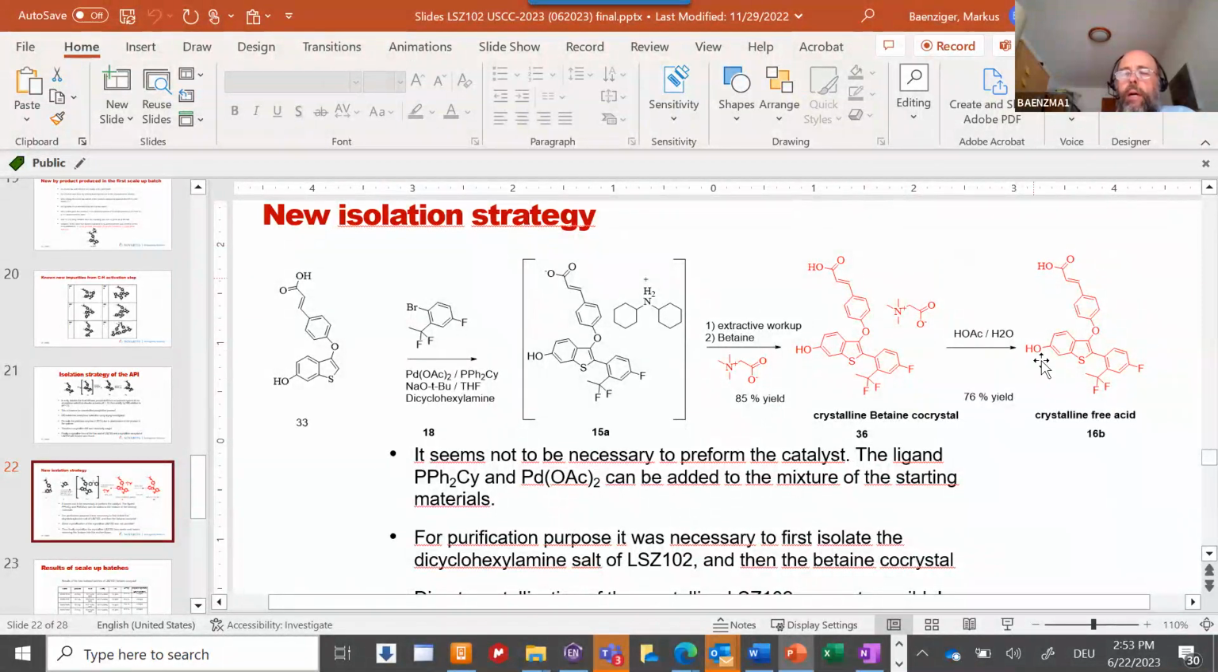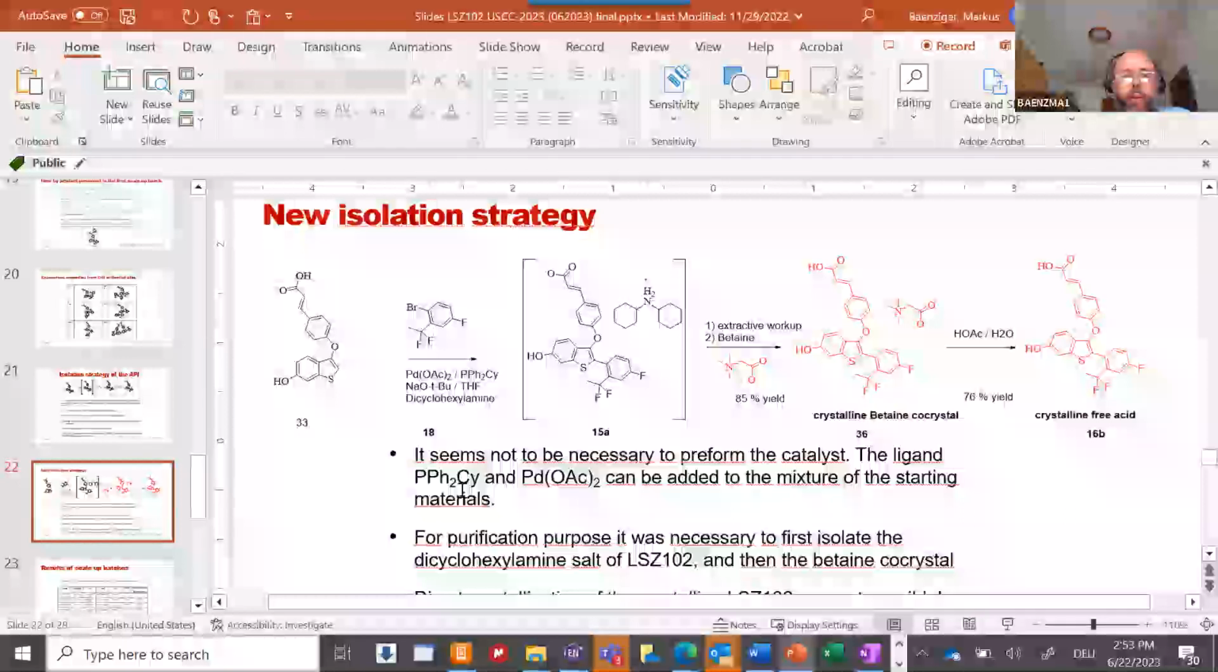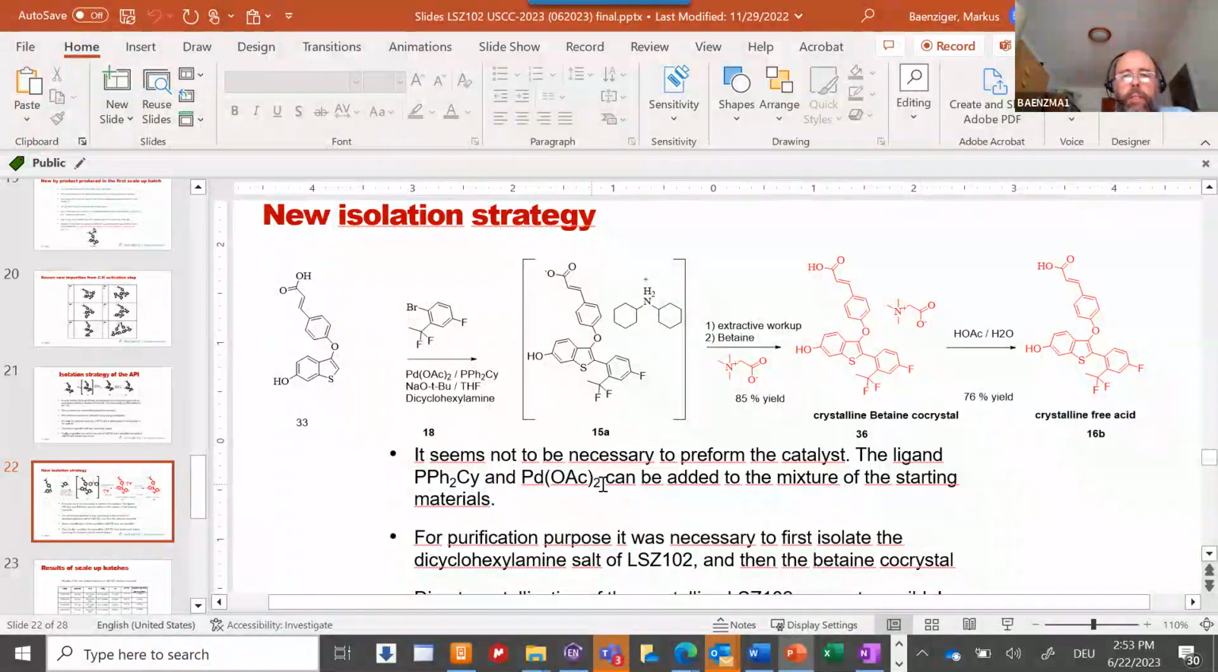And also they found a crystalline free acid, a form they managed actually to crystallize as the free acid. And also we found that in the CH activation, it seems not to be necessary to preform the catalyst. The ligand diphenyl cyclohexyl phosphine and palladium acetate can be added to the mixture of the two starting materials. So this was actually performed in the next scale-up batch.